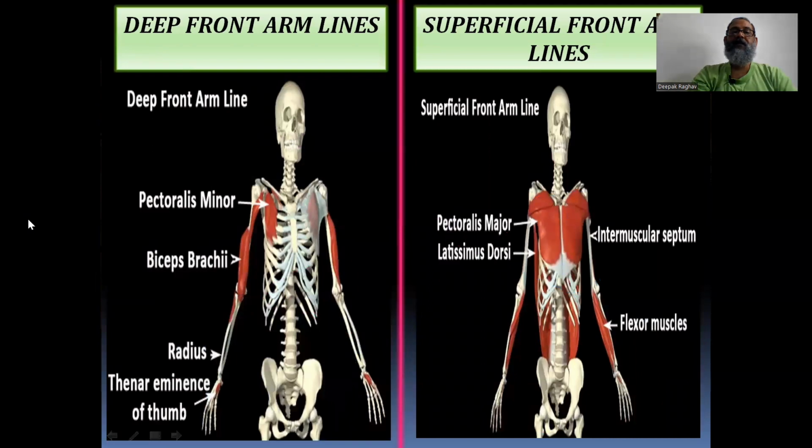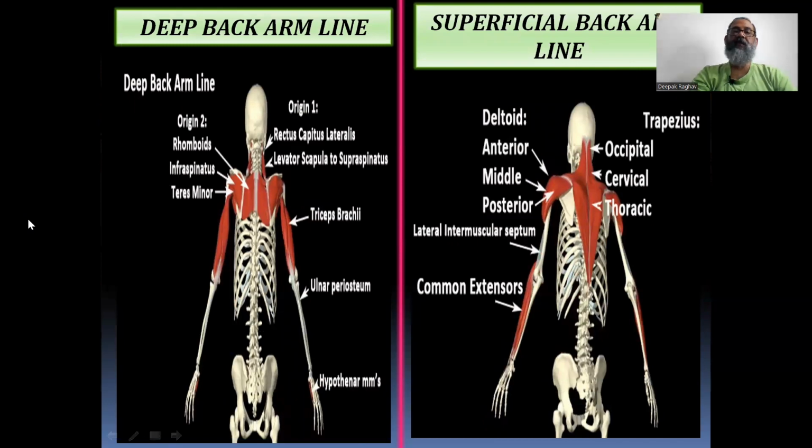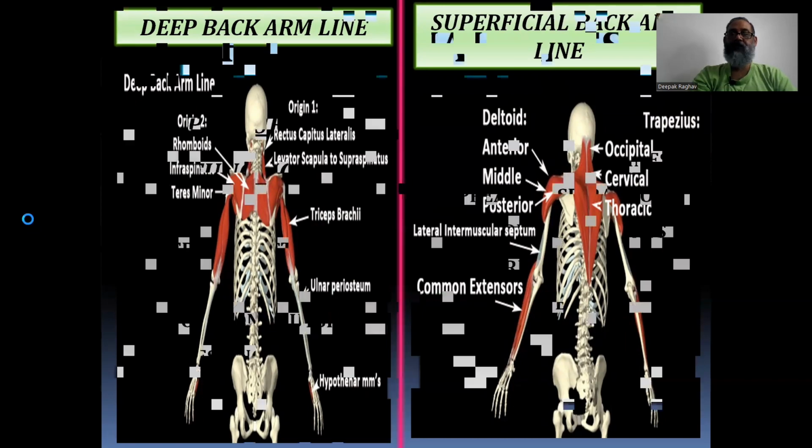Deep front arm line: pectoralis major, biceps brachii, radius, thenar eminence of the thumb. These form the deep front arm line. Superficial front arm line: pectoralis major, latissimus dorsi, intermuscular septum, and flexor muscles of the forearm. Deep back arm line muscles: rectus capitis lateralis, levator scapulae, supraspinatus, rhomboids, infraspinatus, teres minor, triceps brachii, ulnar periosteum, and hypothenar muscle. Superficial back arm line: trapezius, deltoid, lateral intermuscular septum, and common extensor muscles.